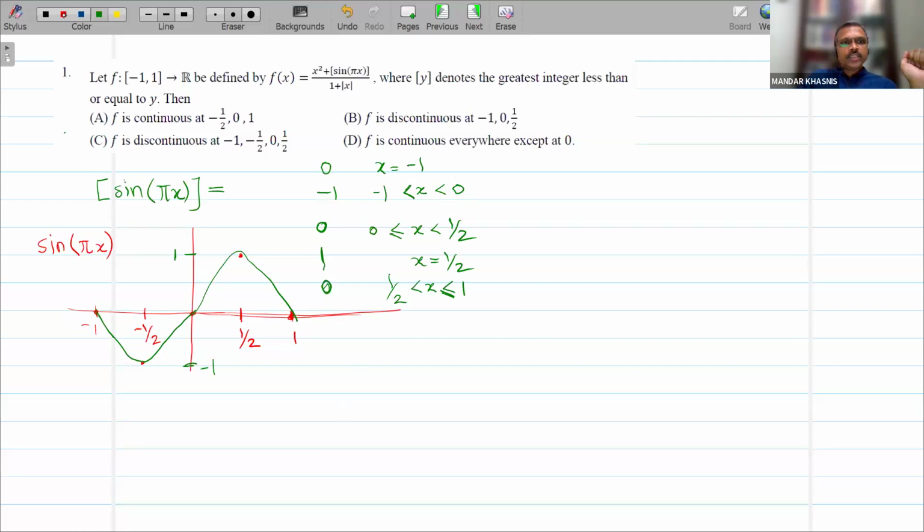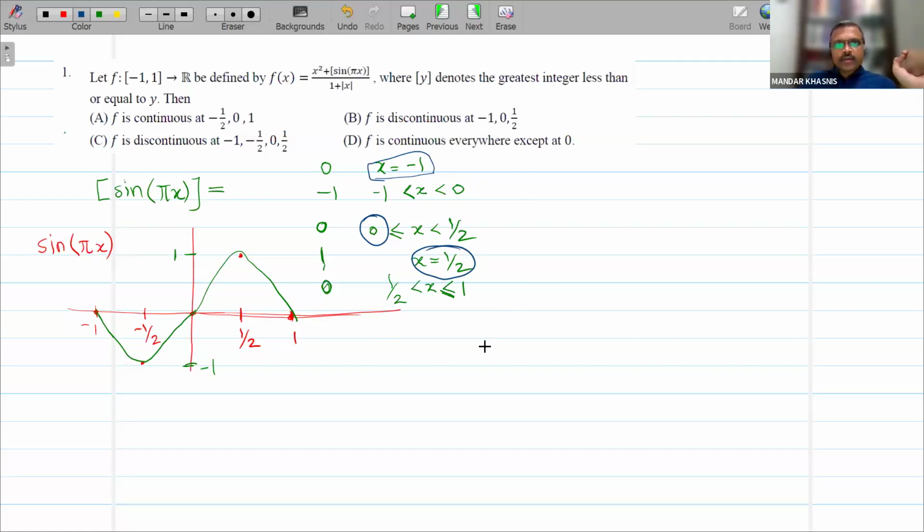So points of discontinuity कहाँ मिल रहे हैं? तो एक तो -1 पे है, right? Because वो change हो रहा है at -1 and after -1 it is -1 up to 0. At 0 it is changing, so this is one more, right? And then at half it is changing. So that is all.